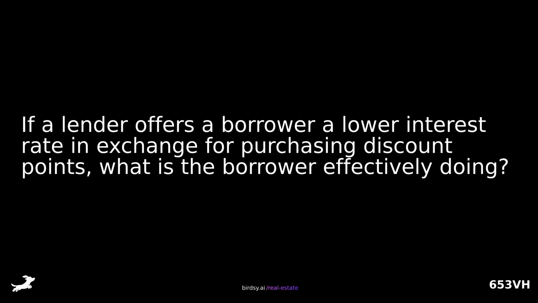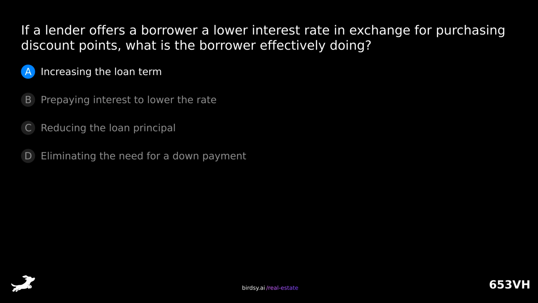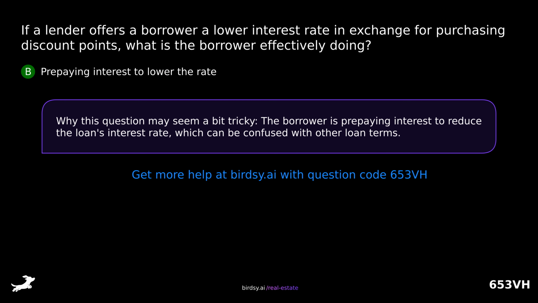If a lender offers a borrower a lower interest rate in exchange for purchasing discount points, what is the borrower effectively doing? Is it A. Increasing the loan term? B. Prepaying interest to lower the rate? C. Reducing the loan principal? Or D. Eliminating the need for a down payment? The answer is B. Prepaying interest to lower the rate. Why this question may seem a bit tricky. The borrower is prepaying interest to reduce the loan's interest rate, which can be confused with other loan terms.